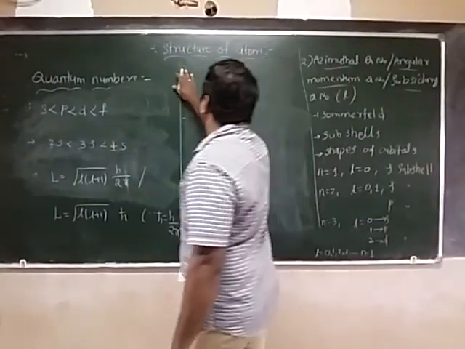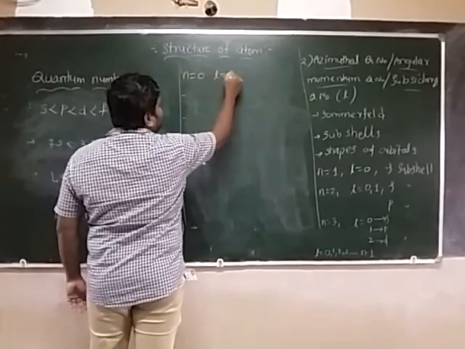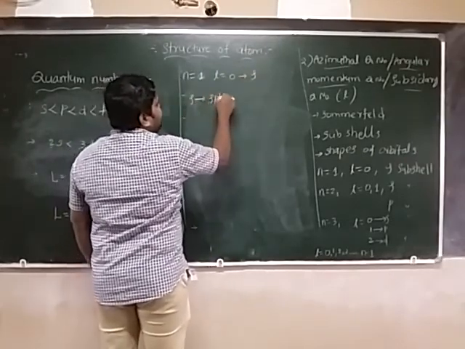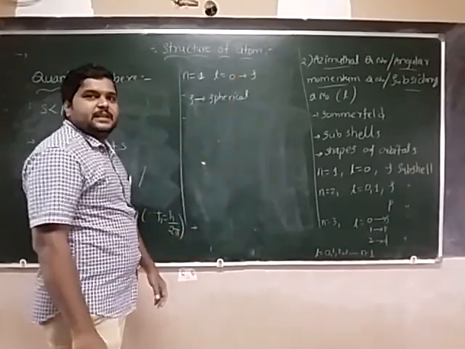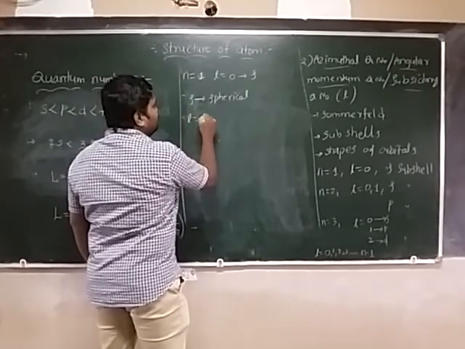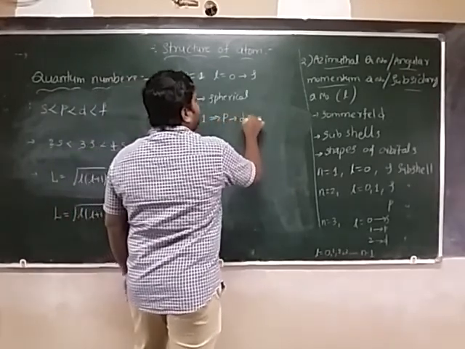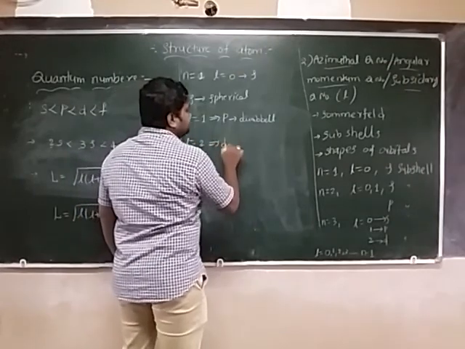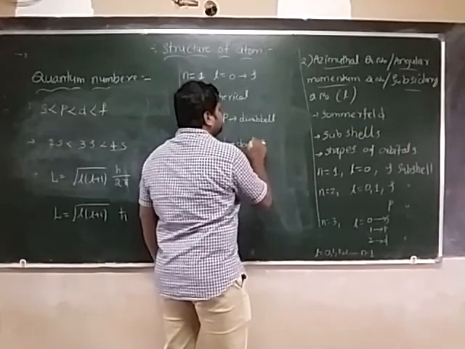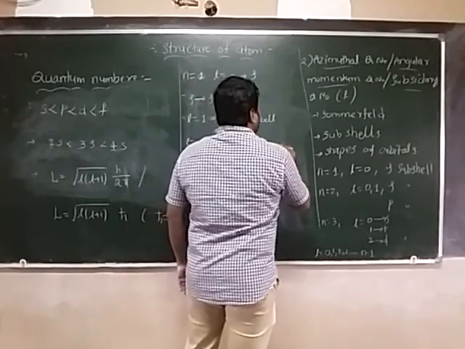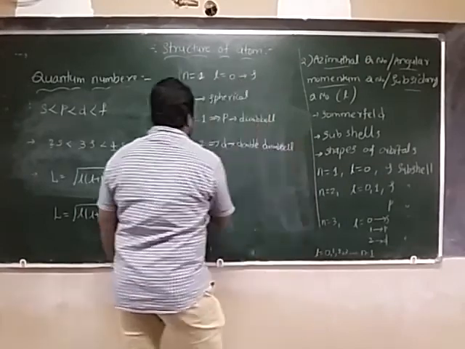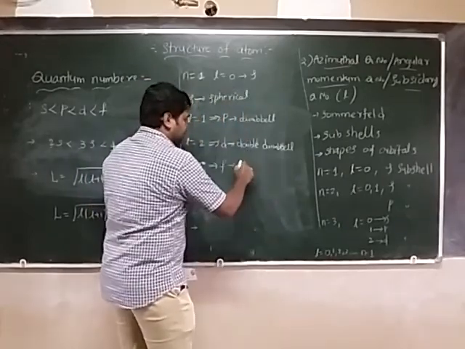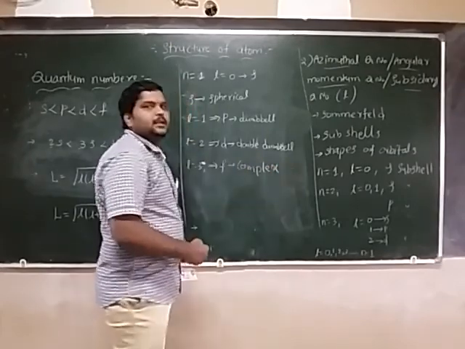And now we will see the shapes of the orbital. First, if n is equal to 1, l is equal to 0, that is s orbital. S orbital is spherical in shape. Suppose l is equal to 1, that is a P orbital, that is a dumbbell shape, and l is equal to 2, that is a D subshell. That shape is double dumbbell. So l is equal to 3, that is an F subshell, that is a 4-fold dumbbell or complex structure.